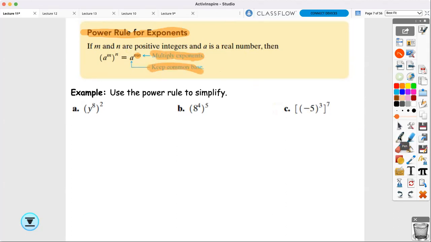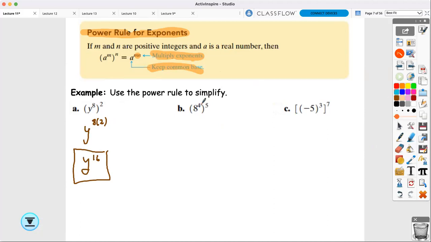Now, looking at that logic, use the power rule to simplify y to the 8th to the second power. So it's a power to a power. Then we're not multiplying the same base because there's only one base now. We're going to multiply the two exponents, 8 times 2. And we know 8 times 2 is 16. And thus we're done with A.